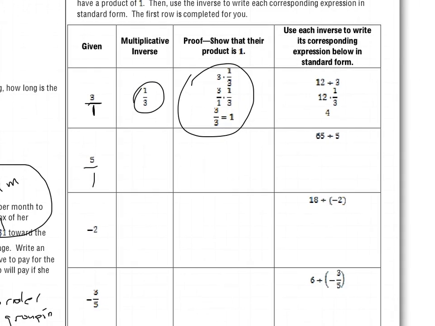Coming down here, just one more example. Our multiplicative inverse is going to be to multiply by the reciprocal, which is 1/5. Our proof is that 5 times 1/5 is the same thing as 5/1 times 1/5, which gives us 5/5, which is equal to 1. So if I wanted to use this idea to write this division as a multiplication, I would want to change it to multiply by the reciprocal, which would be 65 times 1/5. And if we do that multiplication, we're going to get 13.